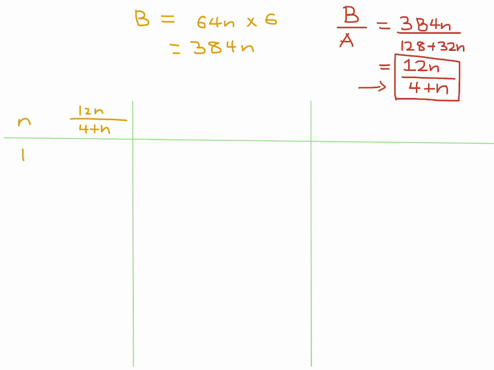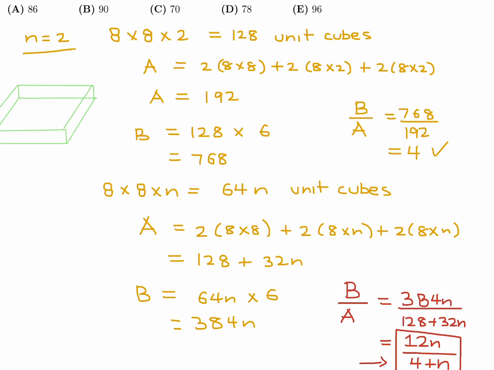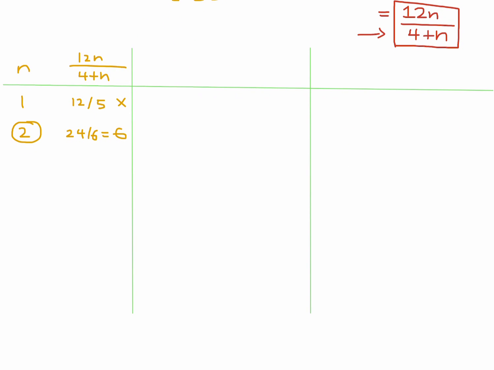Let's try 1. When you get 1 for n, you get 12 over 5. Is 12 over 5 an integer? No. You try 2. That's 24 over 6, and that is an integer because that is equal to 6. So we circle that. That was actually the one I did in the example. I used n equals 2.